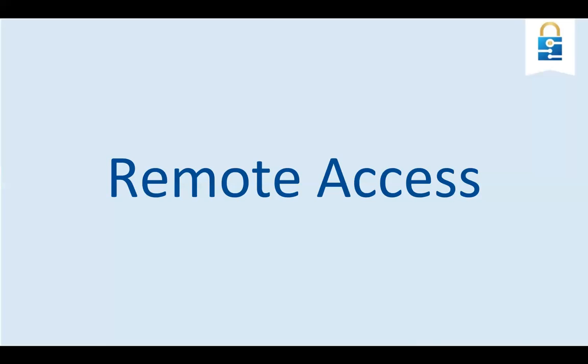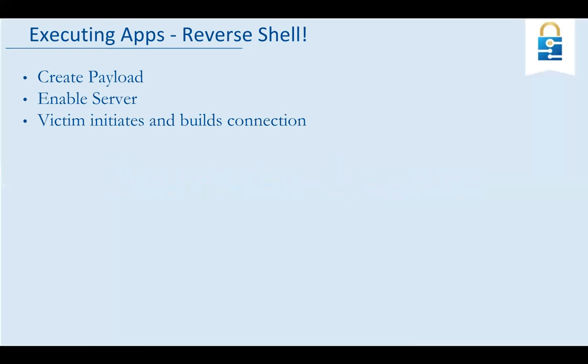Now, without further ado, we're going to move on to remote access, and this is probably my favorite area in attacking: remote access and compromising other machines and getting access to them. In order to get access or evade or bypass firewalls or intrusion prevention and detection systems, we first need to know how they work. Before that, I'll talk a bit about creating the payload, enabling the server, and the victim initiating and building the connection. These are the three steps when creating a Meterpreter session or a reverse shell into that host, network or machine.